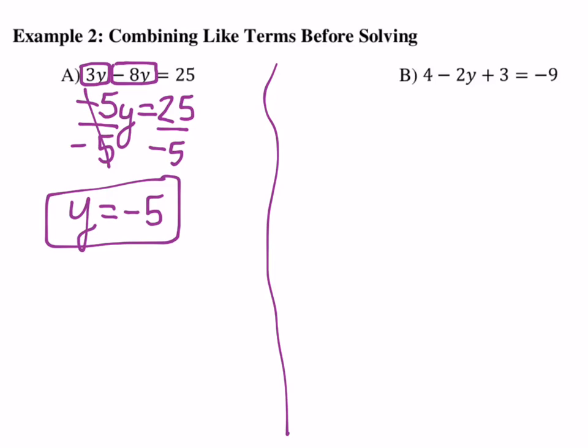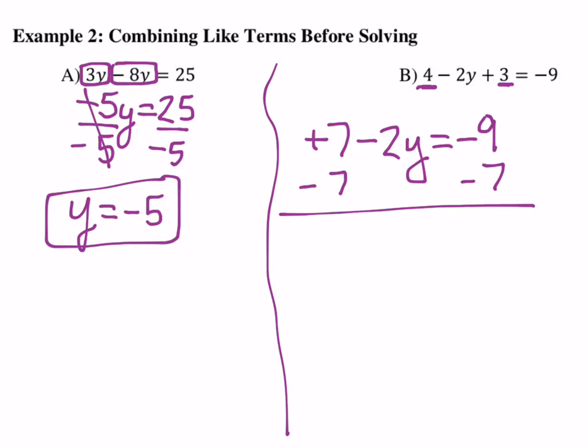Let's look at part B. We have 4 minus 2y plus 3 equals negative 9. Well, I know that the 4 and the 3 are like terms because they're the constant numbers. So 4 plus 3 is 7, minus 2y equals negative 9. So to move the positive 7 to the other side, I need to subtract 7. Remember, our goal is to get the variable by itself, so that 7 needs to move first. So we get negative 2y equals negative 16. Just combine these two together.